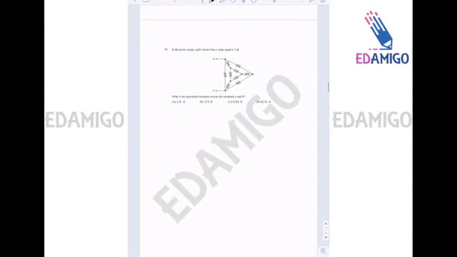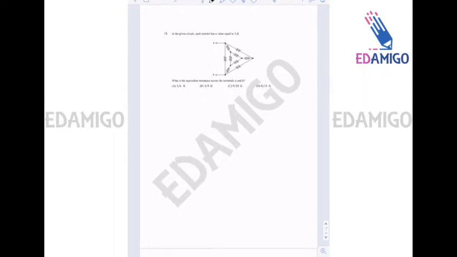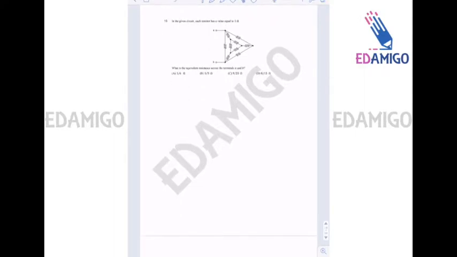So let's move on to question number 10. So guys, let's move on to the next question. In this question, we have to find out the equivalent resistance between point A and point B.